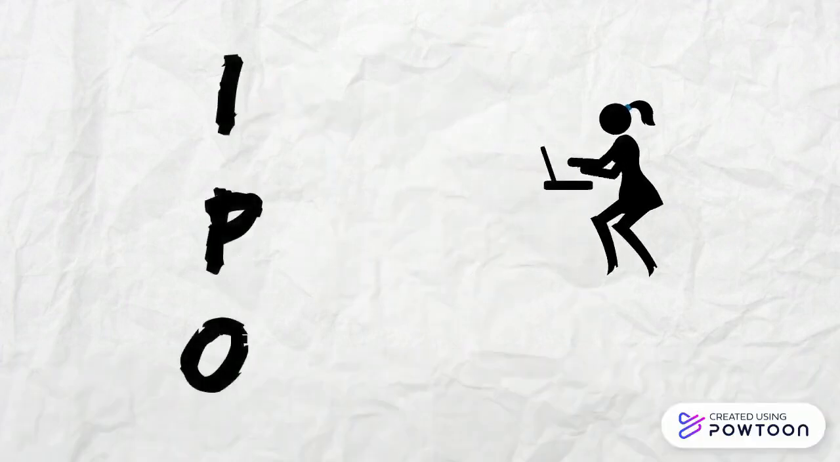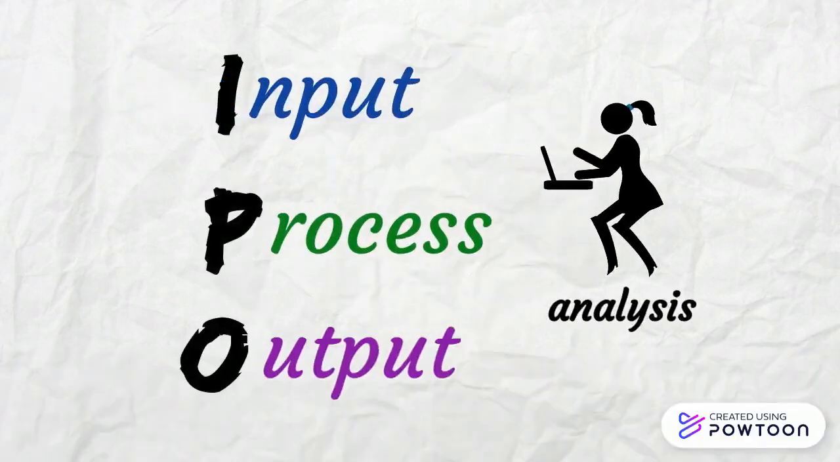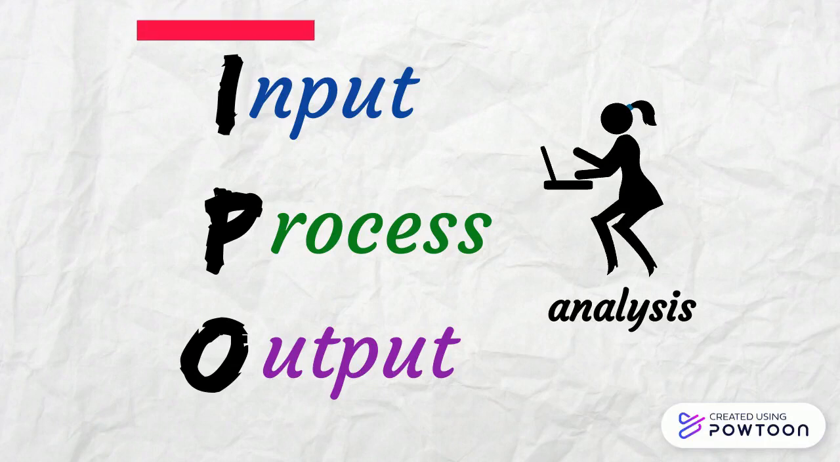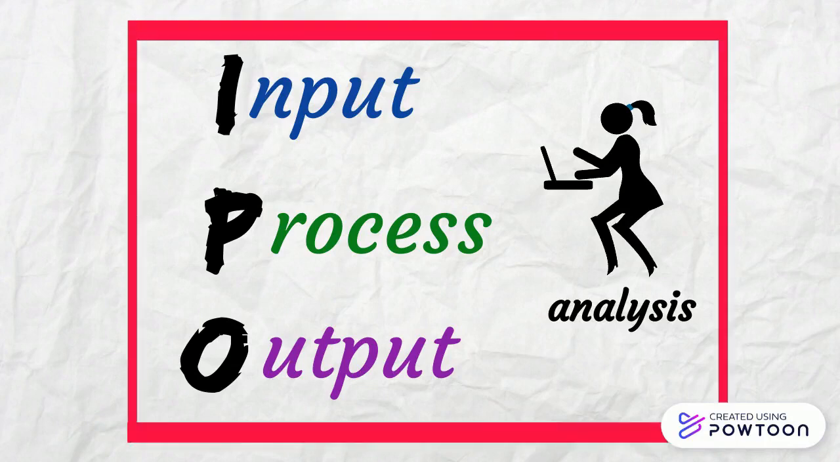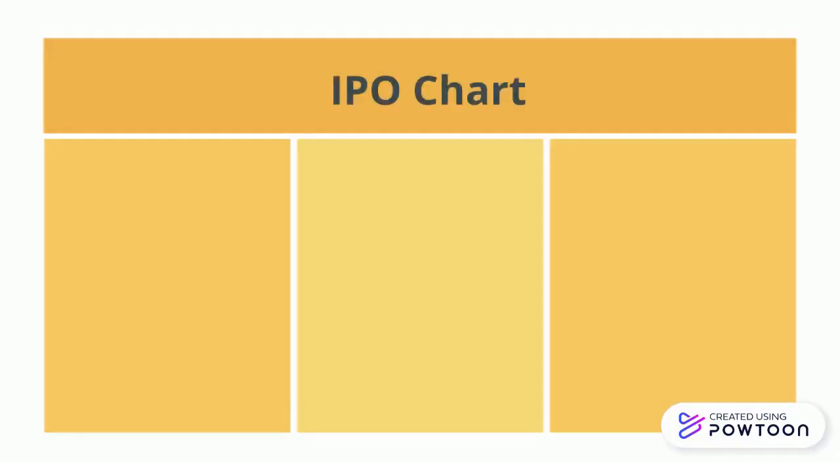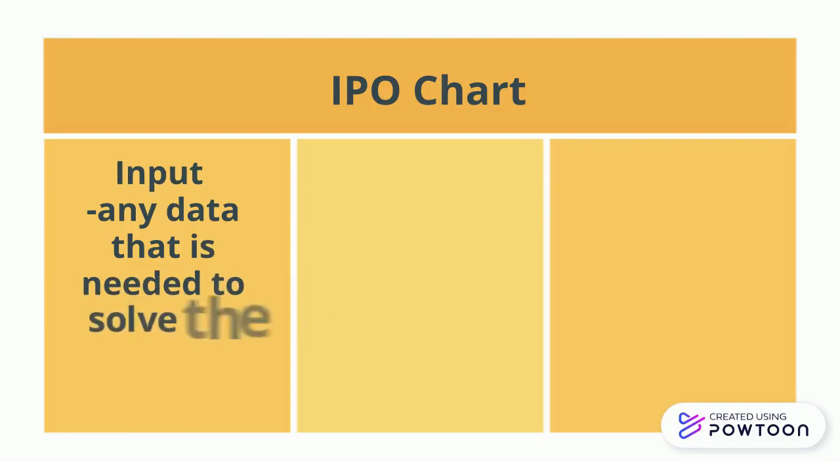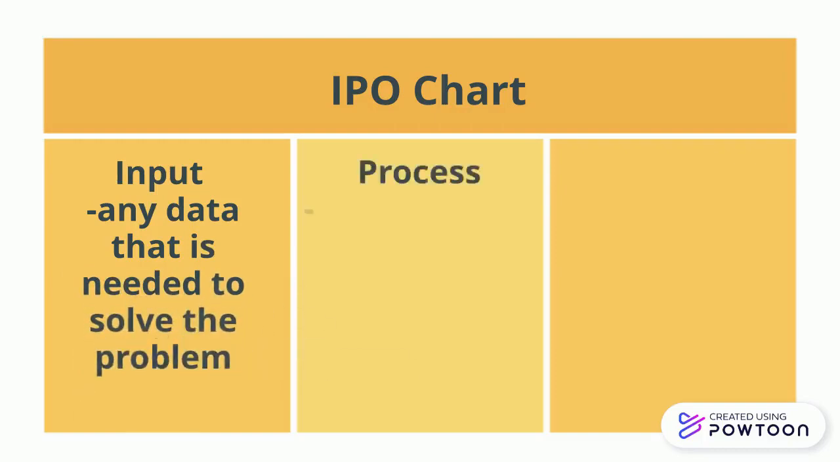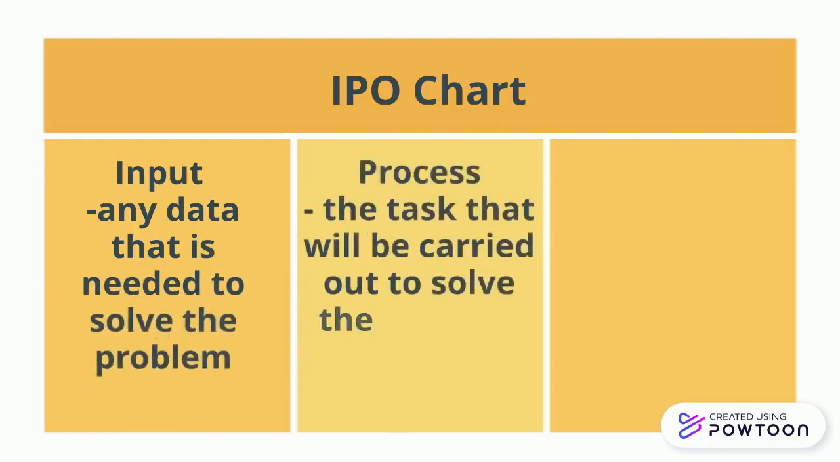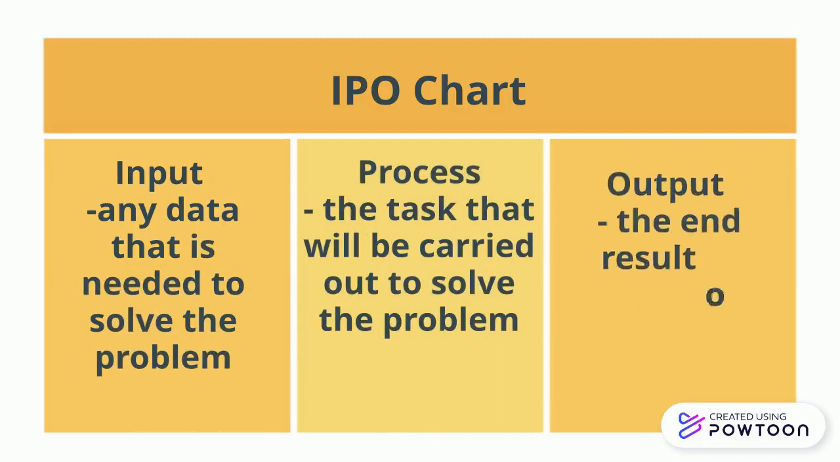IPO is an abbreviation that stands for input, process and output. A problem can be broken down into these three components in order to solve the problem correctly. Basically, input means any data that is needed to solve the problem. Process is the task that will be carried out to solve the problem. Output is the end result of the problem.